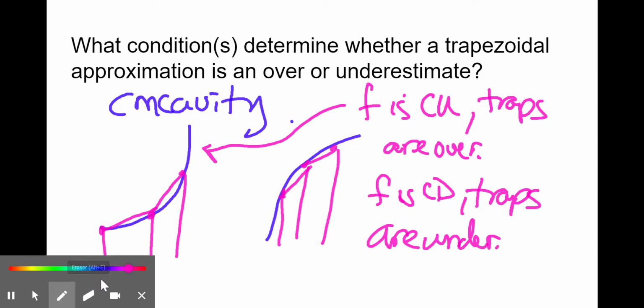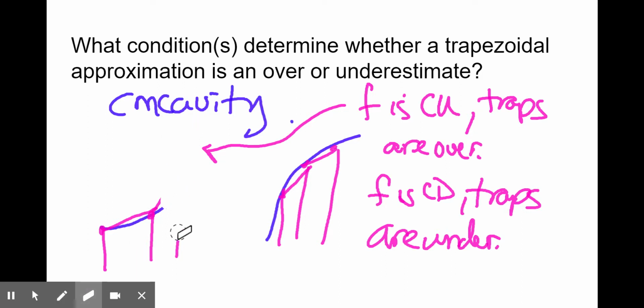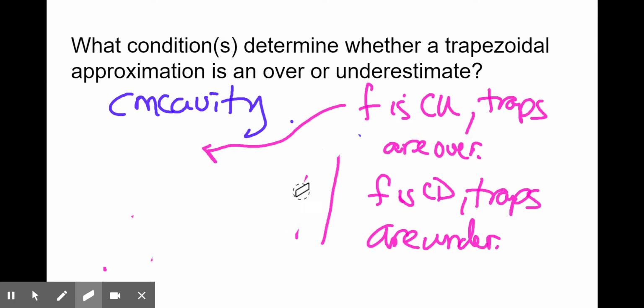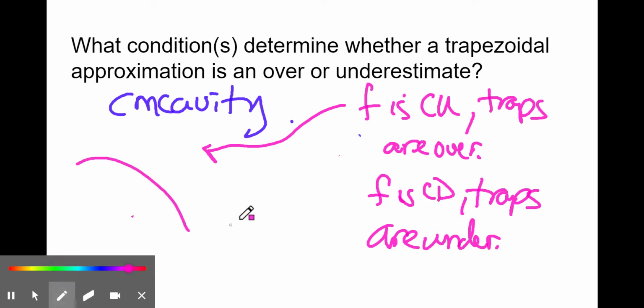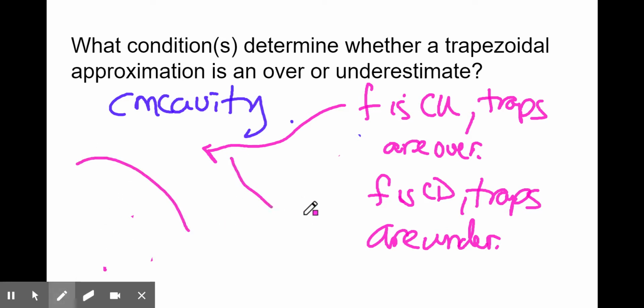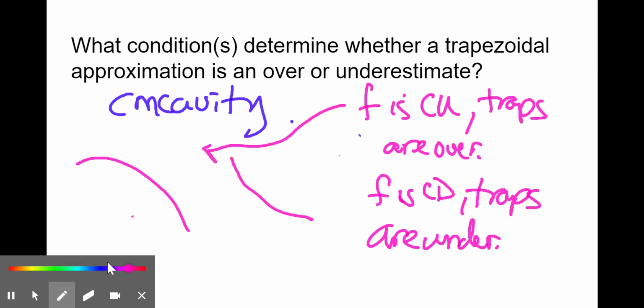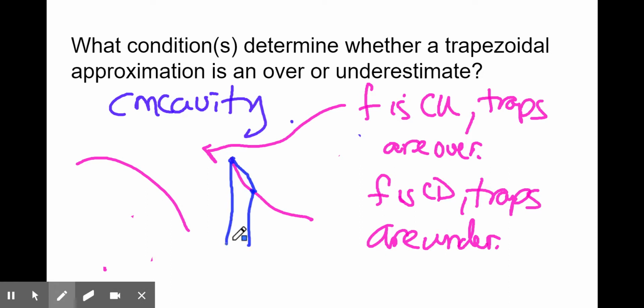Increasing and decreasing is actually irrelevant. It does not matter. Both of these functions were increasing. If I draw them decreasing, in this case for trapezoids, it does not matter. You can see the graph. Oops, here's the concave up graph. So I put a point here, I put a point here, draw across and down, put a point there, across and down, put a point there, across and down. The traps are still over.